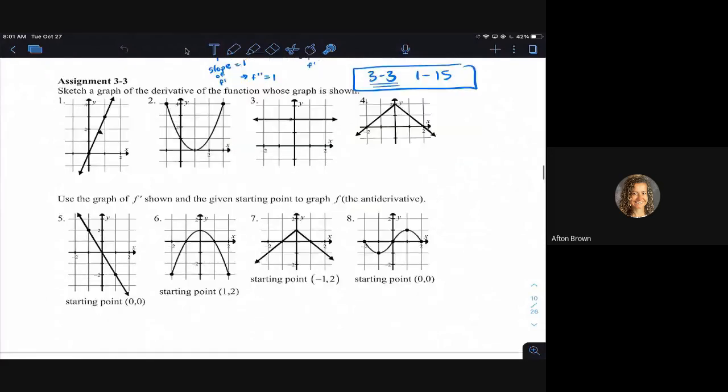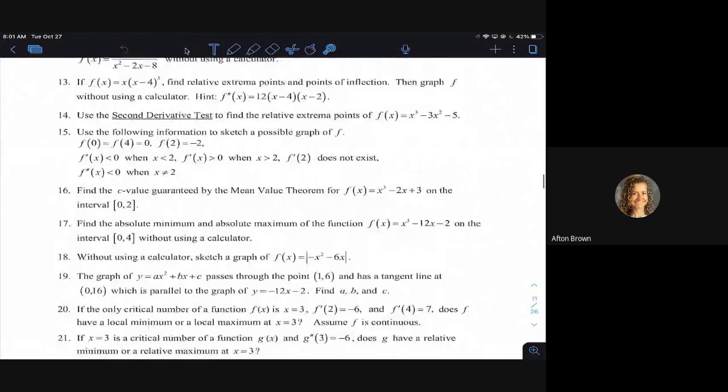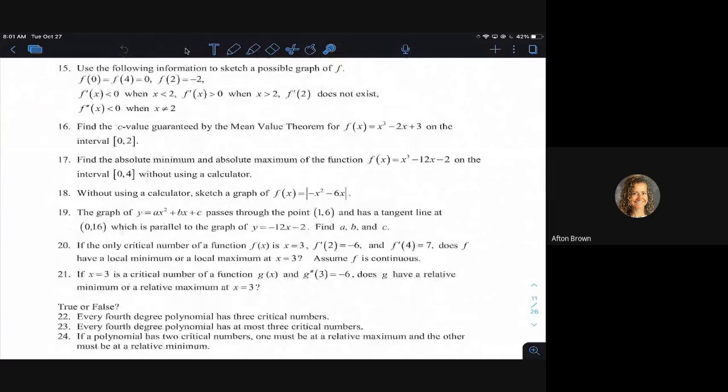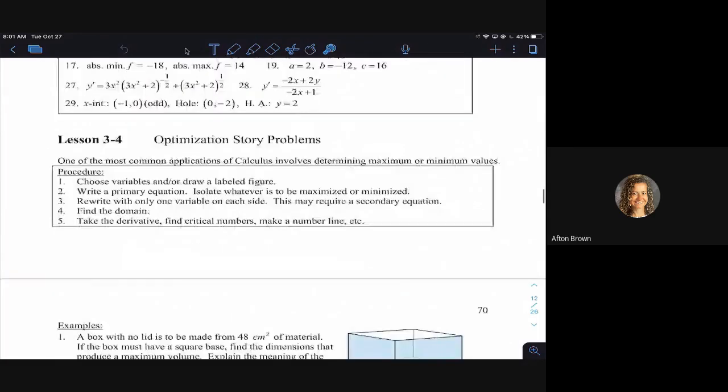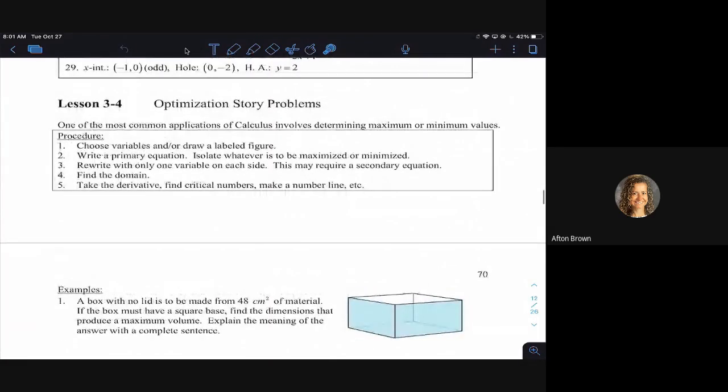We're done with 3-3. I'm gonna save the rest of the 3-3 assignment because the other problems are all review problems. So we're just gonna save those for next week when we review. So we're actually gonna cover 3-4. So we're gonna skip ahead to 3-4. Dang it. I got your hopes up, and now it's actually a harder section.